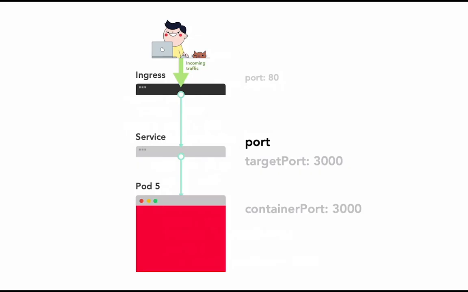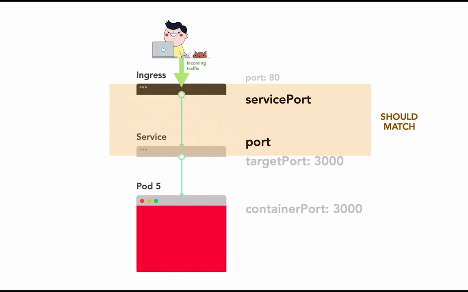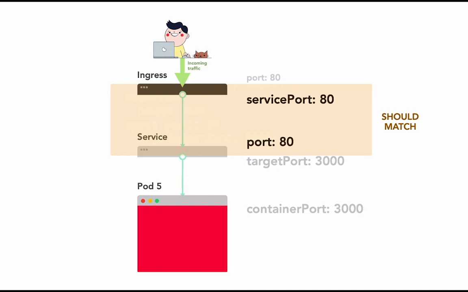Now the service itself is running on a port, and we need to do something to move the traffic from the ingress down to the service. So just like clockwork, the ingress itself has a service port. And you have probably guessed it by now, the service port and the port needs to match. In this case, we set both to 80. And how do we define them? Yes, in Ingress YAML, of course.